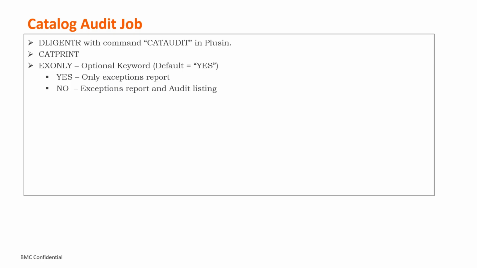Catalog audit job is invoked through DLIG-NTR with a command CAT AUDIT and statements. CATPRINT is the DD name where exceptions reports are printed. EX ONLY is the optional keyword defaulted to yes. When EX ONLY equals yes, the job produces only an exceptions report. For EX ONLY equals no, the job produces audit listing in addition.